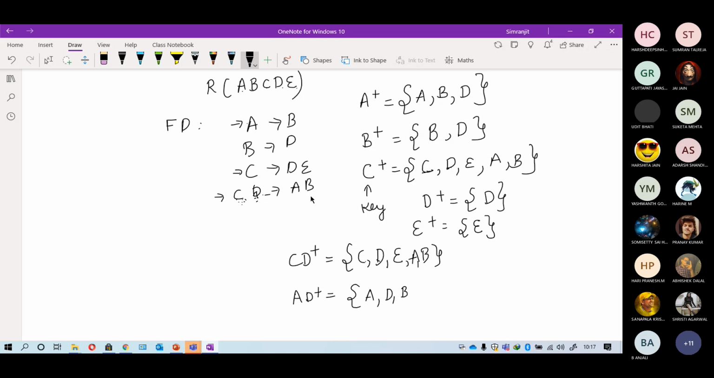Okay, now check. First you include AD, and then you will check A is present in the set, so you will include B. Now B is present in the set, D is already included. Is C present? No, C is not present, CD is also not present, so you stop it here. Okay. So one more closure, tell me ABD plus. Okay, so after that I will give you a GATE question.